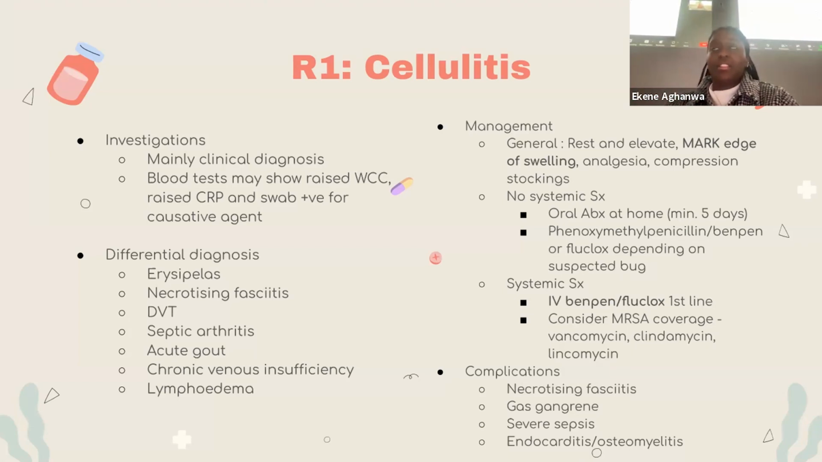So if the patient has no systemic symptoms, it's just the infection of the leg, you'll give them oral antibiotics, and it depends on the causative organism. So if it's strep pyogenes, you'll give them methylpenicillin or benpen, or if it's Staph aureus, you'll give them flucloxacillin. If they have systemic symptoms, you'll want to give them intravenous antibiotics. So that'll be either benpen or fluclox, depending on what the causative pathogen is.